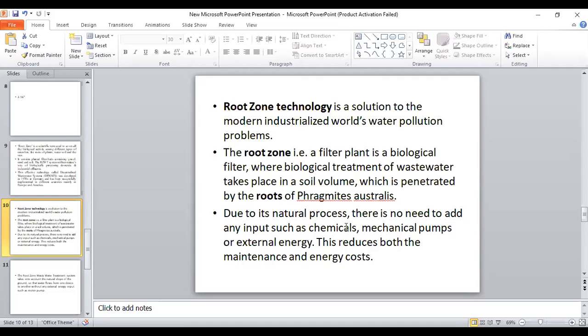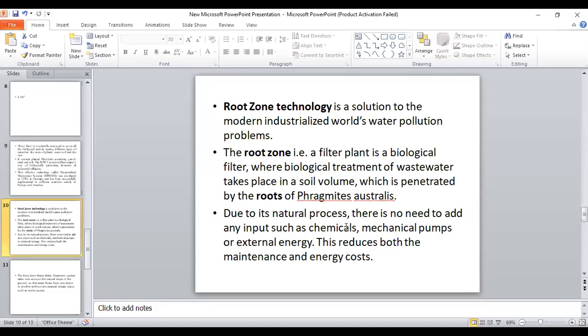Here I have shown you the structure of root zone technology. At the bottom, there will be rocks, above that crushed bricks, above that a soil layer, and then the plantation. This structure helps with proper percolation, as well as proper absorption of impurities through the roots.